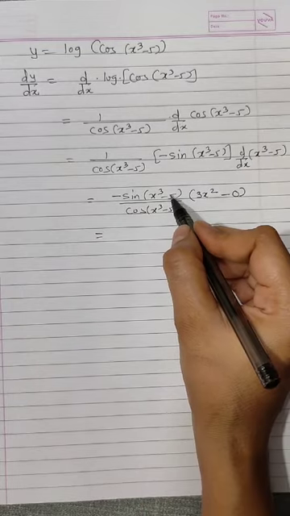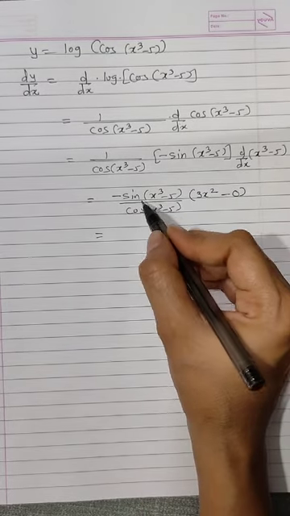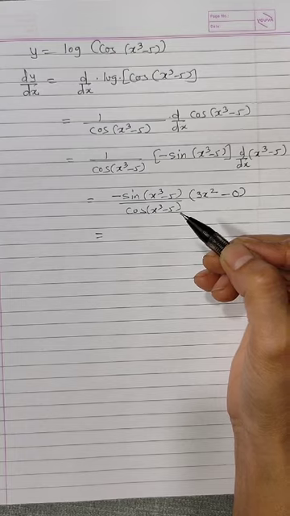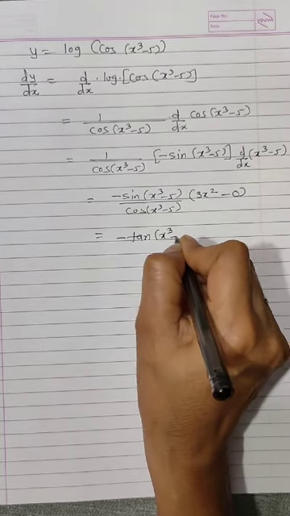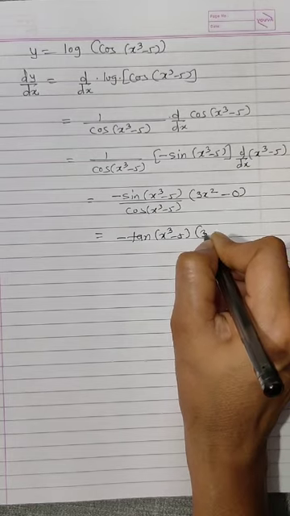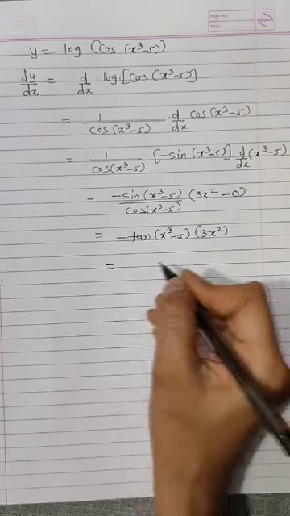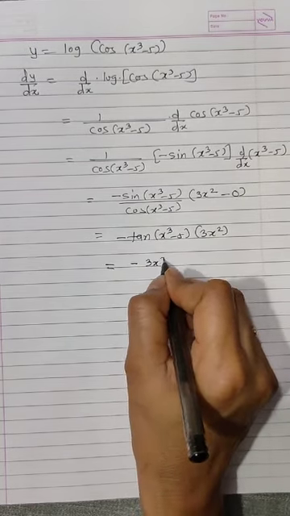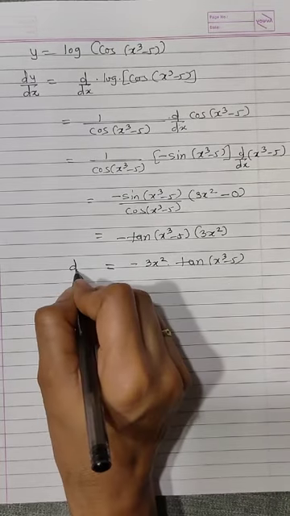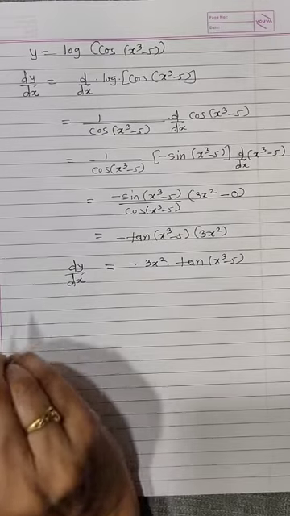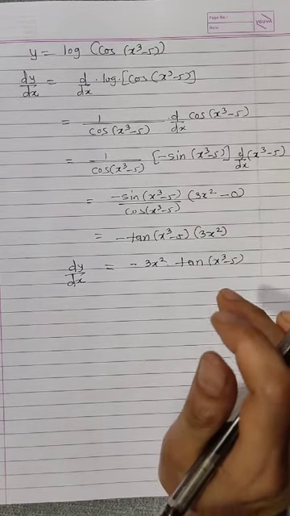Now see here, the angle is x^3 - 5 in both, sine upon cos. We know that sine upon cos is tan. So minus tan(x^3 - 5) into 3x^2. In proper form it is minus 3x^2 tan(x^3 - 5), and this is our dy/dx. So in this way we have applied the chain rule.